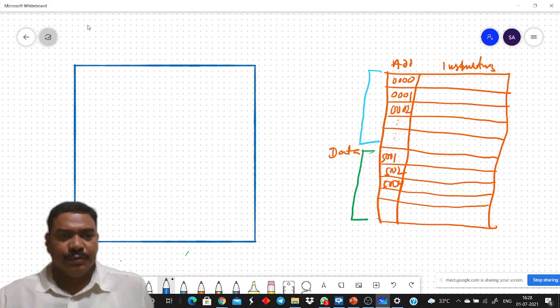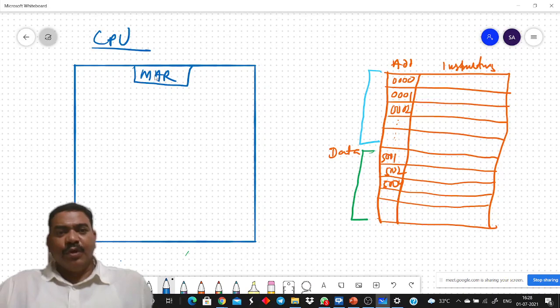This is your CPU. The CPU has memory address registers. That means the address of the memory location to be accessed will be placed in this memory address register.